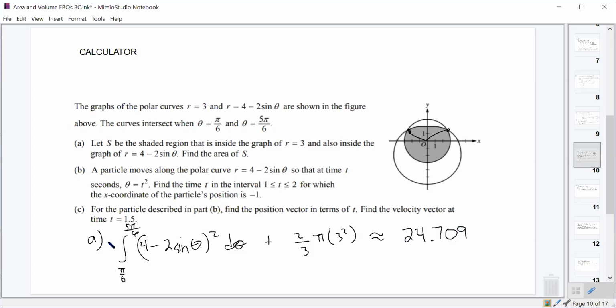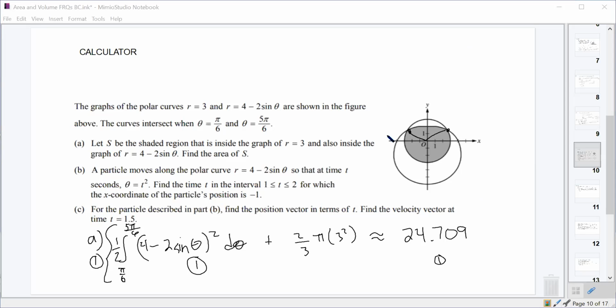So 1 point, I forgot my 1/2. 1 point for the correct limits, 1 point for the right thing in the integral, and 1 point for the correct final answer. Let's see if my chat thing is working. Okay, nobody said anything. Everyone's good there with part A? Okay.